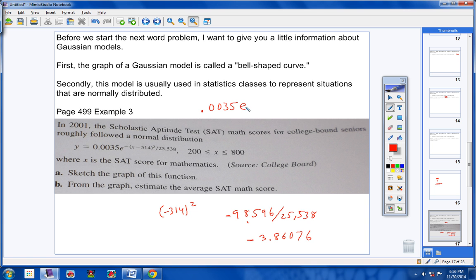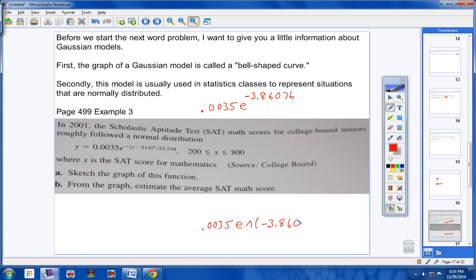0.0035 e to what? To the what power? Negative 3.86076. So with your calculator, type that whole expression in. Okay, right here. Go ahead and type in 0.0035. Go ahead and type that in. Then hit e to the x, so second natural log, and this should pop up. And type this in, negative 3.86076. Okay.